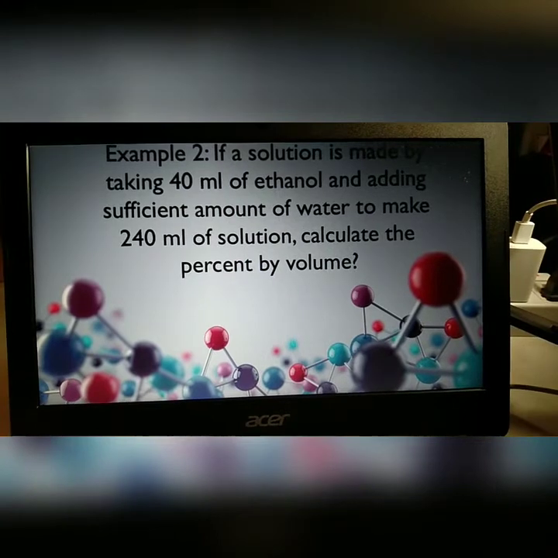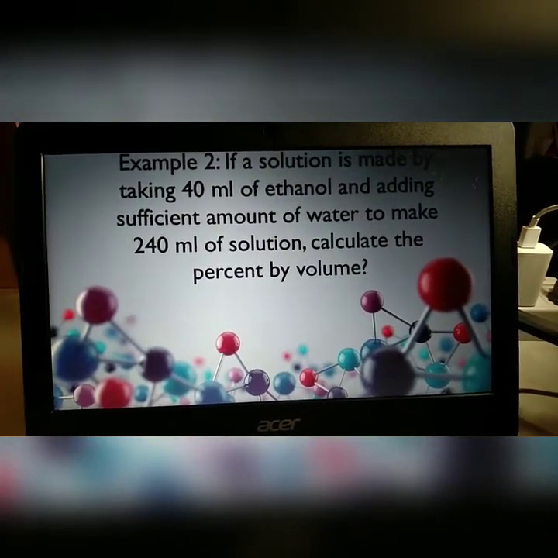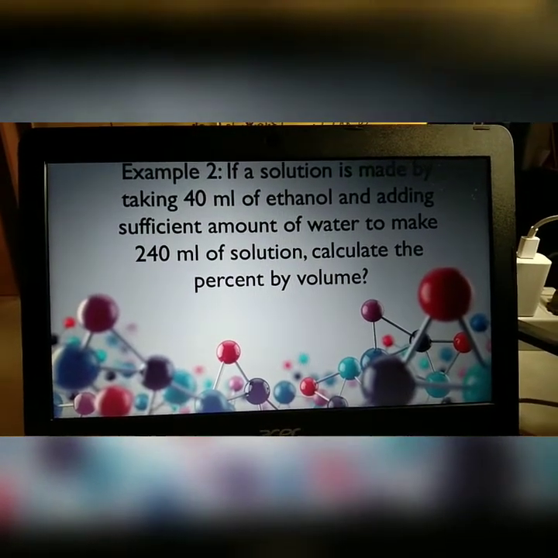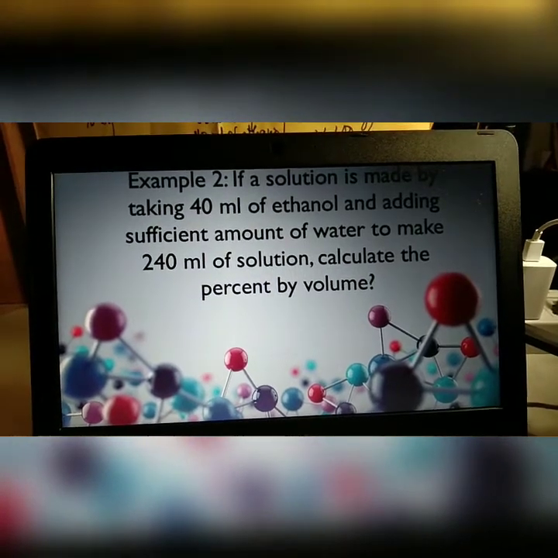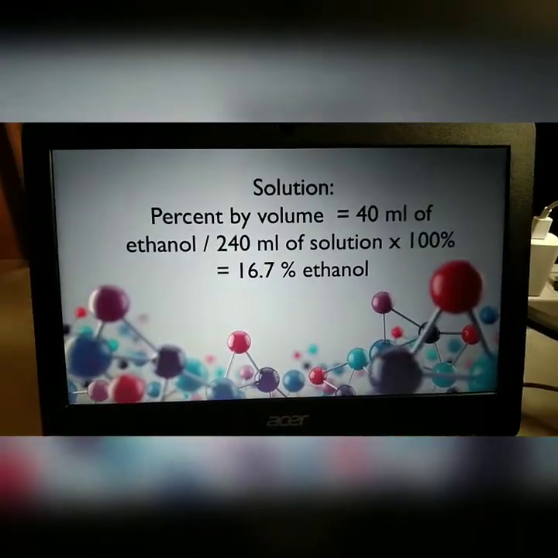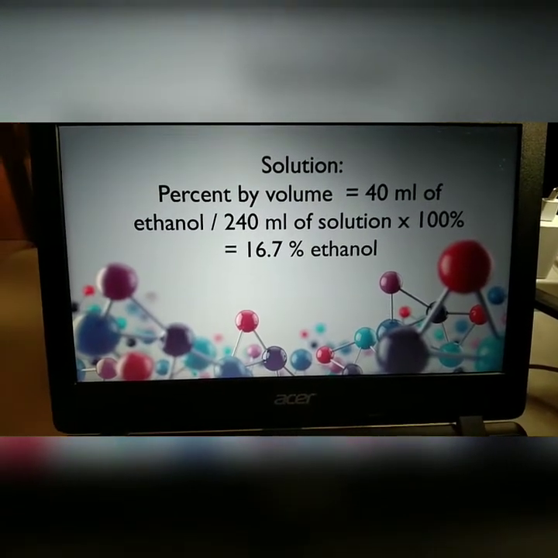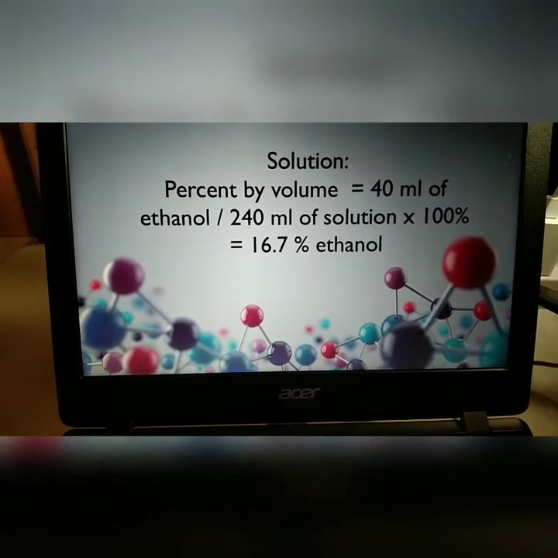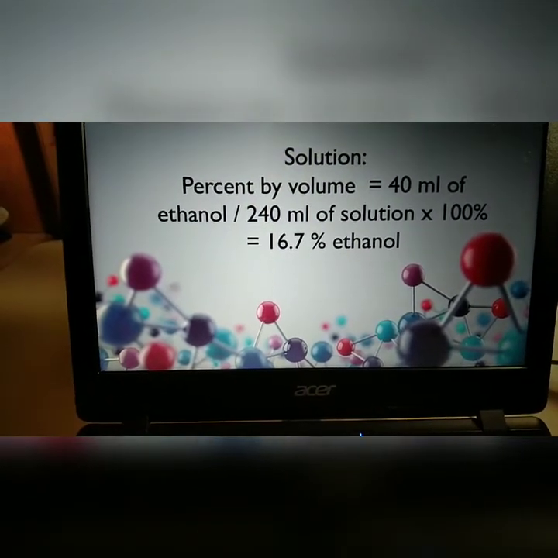Here's an example of calculating the percent by volume. If a solution is made by taking 40 milliliters of ethanol and adding a sufficient amount of water to make 240 milliliters of solution, calculate the percent by volume. The following are the given. Volume of solute is 40 milliliters. Volume of solution is 240 milliliters. Then solve using the formula of percent by volume.